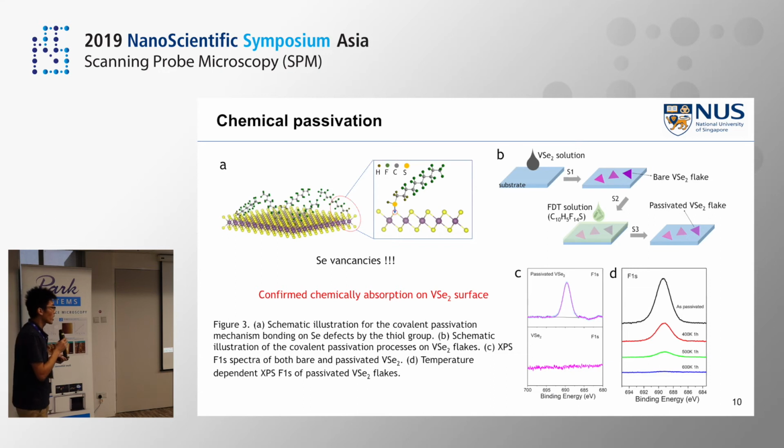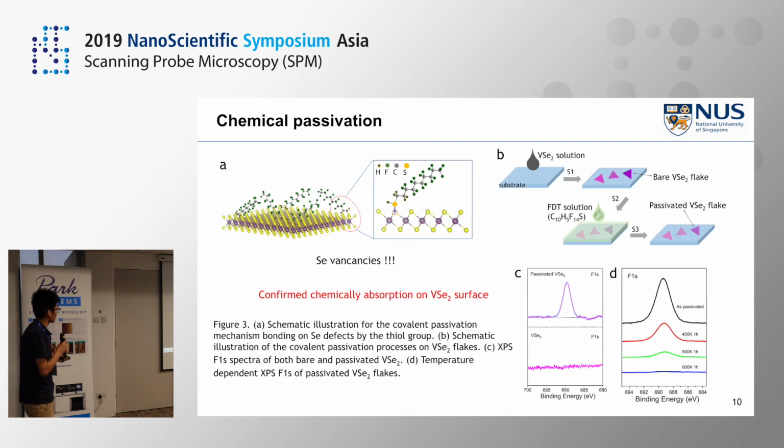So here we introduce a simple chemical passivation method using a molecule with the thiol functional group. Because in 2D materials, the instability is usually because of sulfur or selenium vacancies. So here we use the thiol functional group, which can bind with the vanadium in the vacancy site, so it can passivate the vacancy site.